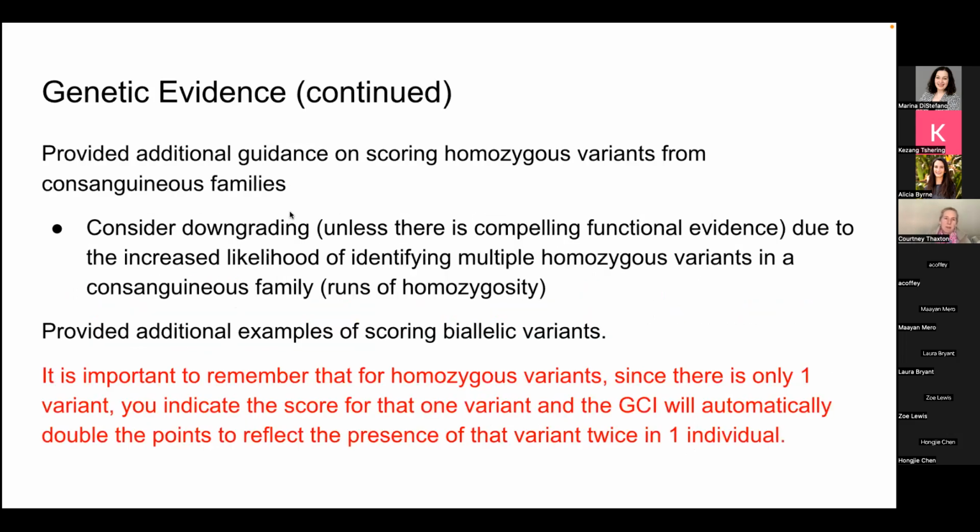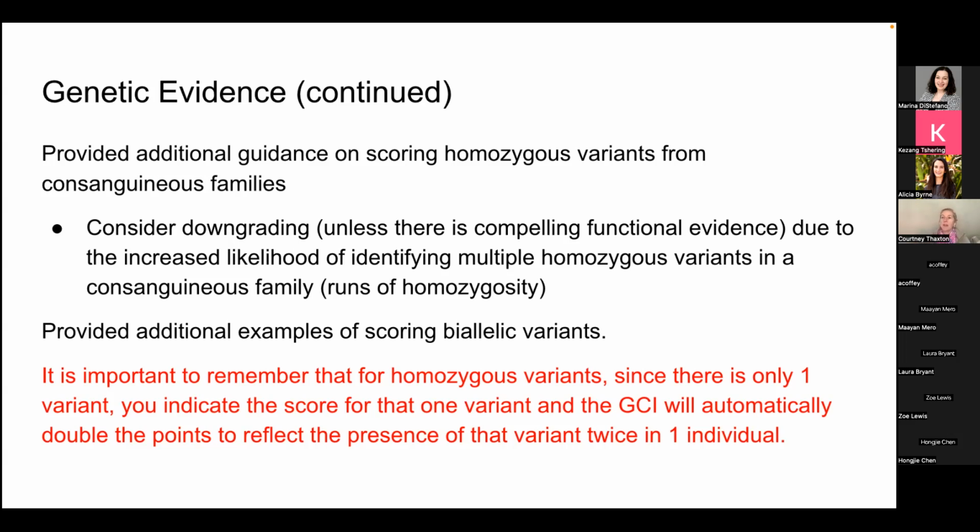Going on, we wanted to provide some clarification around guidance and scoring for homozygous variants from consanguineous families, especially. So the language around this is considered downgrading due to the increased likelihood of identifying multiple homozygous variants in a consanguineous family, or something we refer to as runs of homozygosity. But that really is up to you and your gene curation expert panel. So we suggest, if you know and it has been asserted or outlined within your particular paper that there's consanguinity with a family, to talk to your GCEP about it. Ultimately, it's up to them how they want to score. We would just ask that you all keep this consistent among all of your curations across a gene curation expert panel.